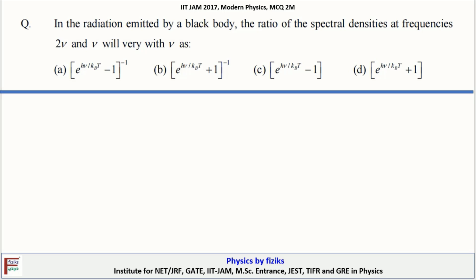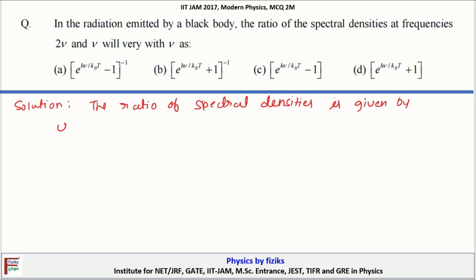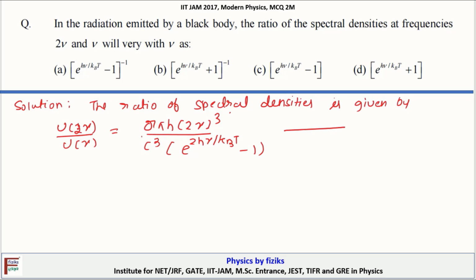This problem is related to blackbody radiation. In the radiation emitted by a blackbody, the ratio of the spectral energy density at frequency 2 nu to that at nu will vary with nu as. It is given by u(2 nu) over u(nu), which is 8 pi h (2 nu) cube divided by c cube times (e to the power 2 h nu by kBT minus 1), divided by 8 pi h nu cube by c cube times (e to the power h nu by kBT minus 1).